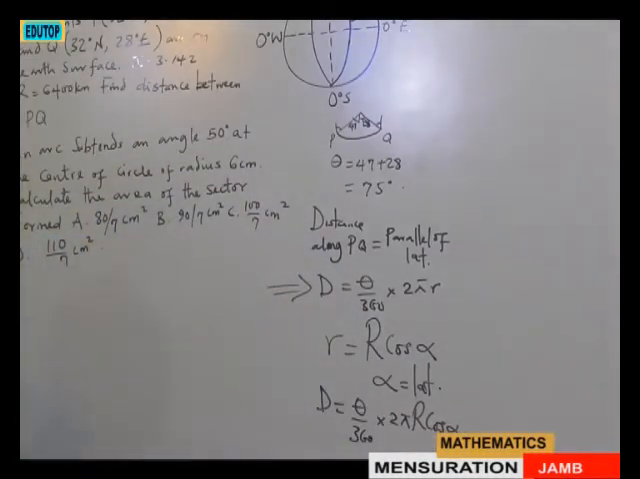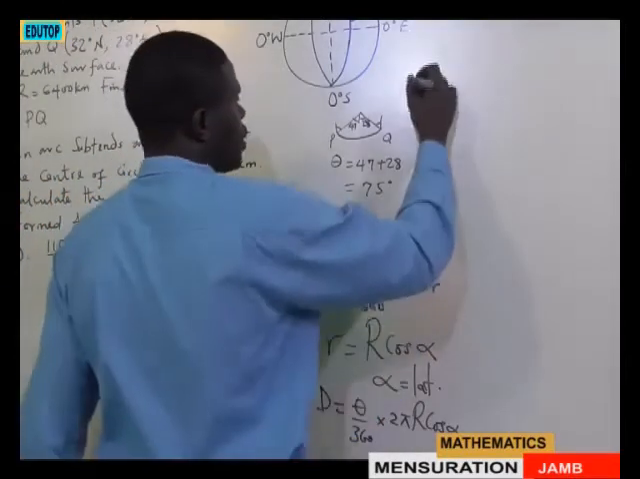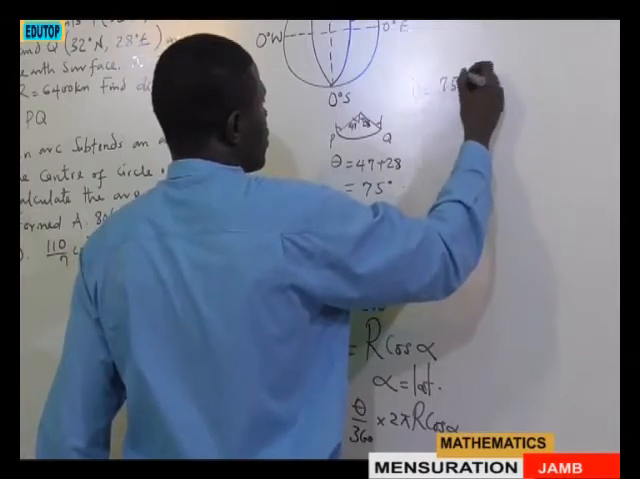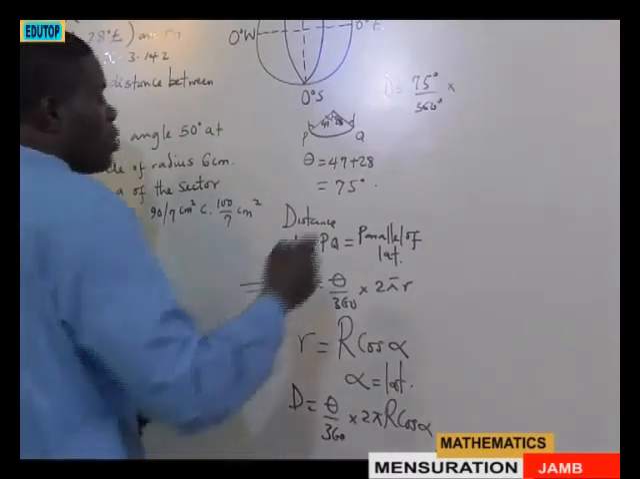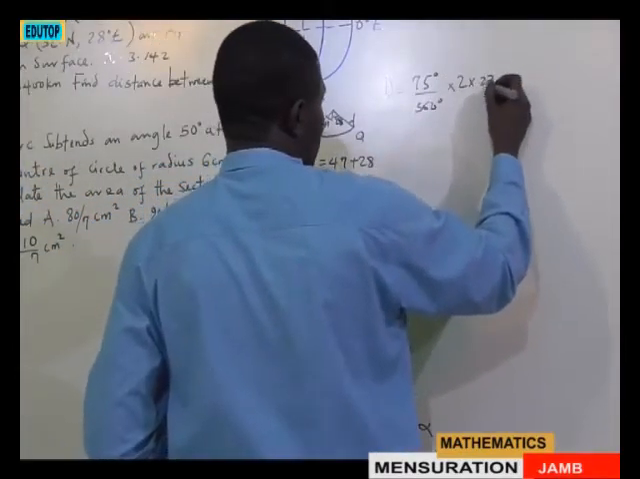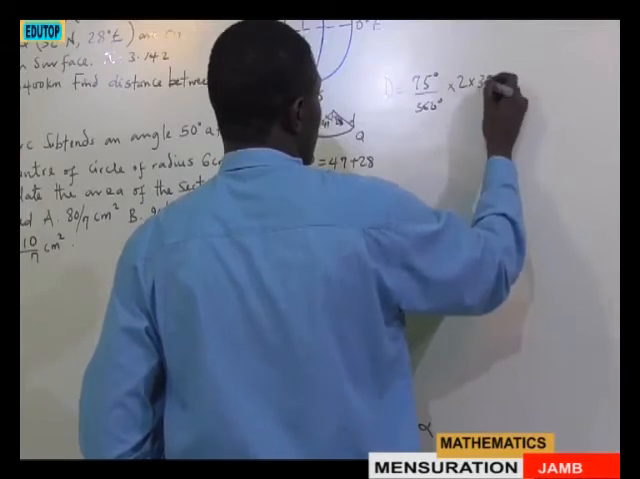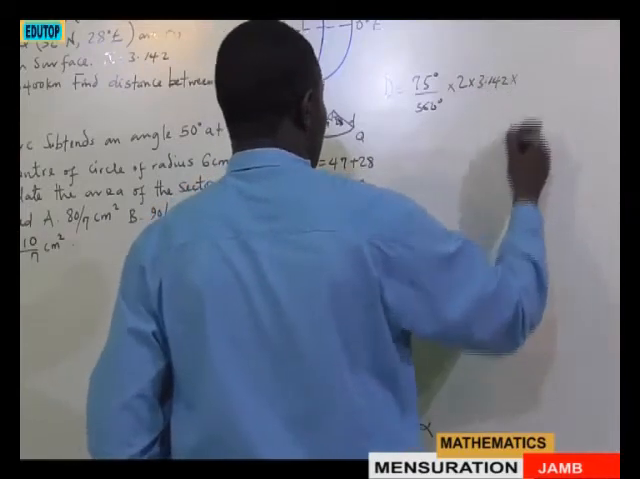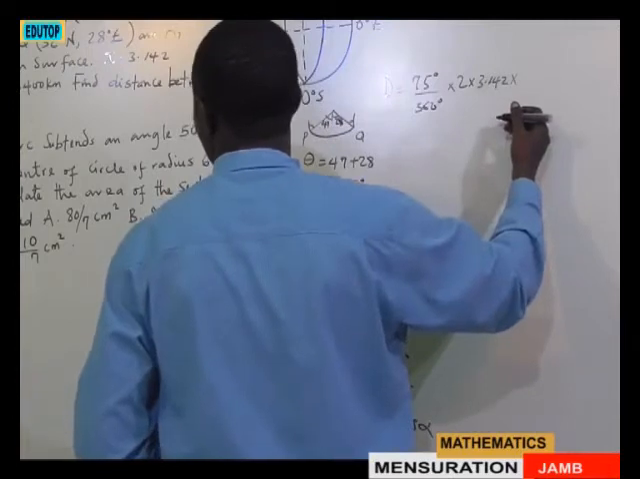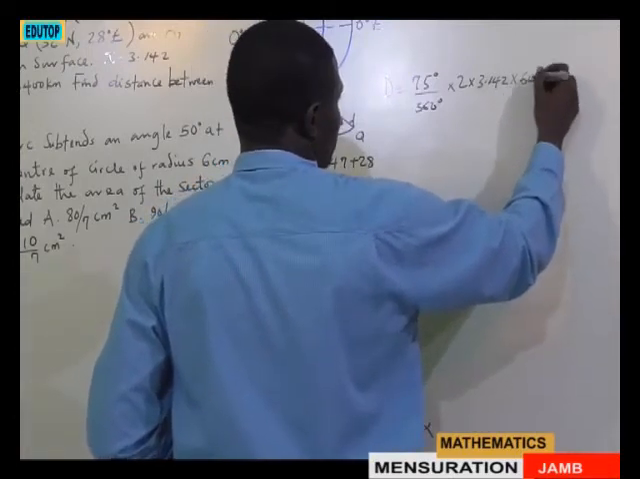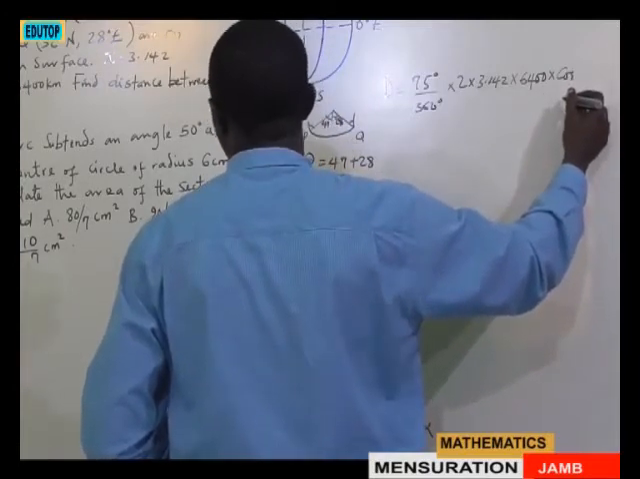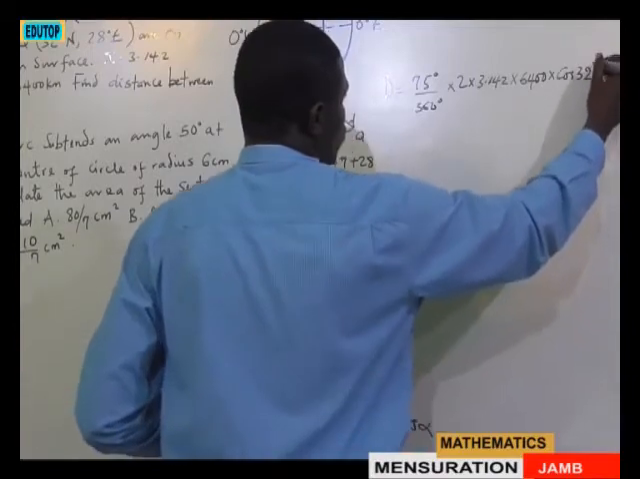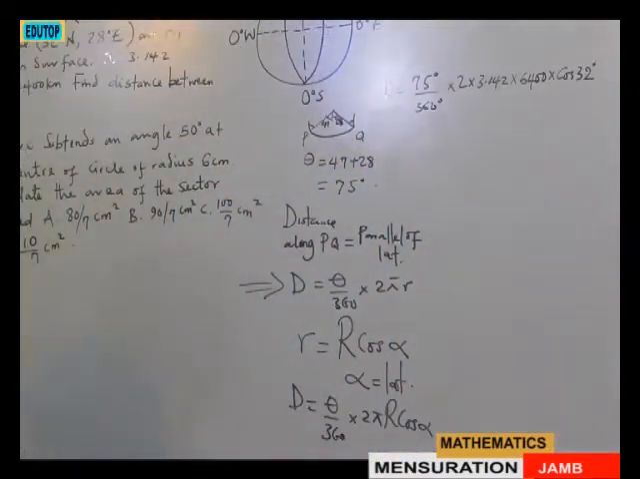That's cos of latitude. Now, what is our theta? Our theta is 75. So the distance is 75 degrees over 360 degrees times 2 times pi. Let's say, okay, it has been given, that is 3.142. That's our pi. Times r, the radius of the earth, that's 6,400. Times cos of latitude. Our latitude is 32. Cos 32 degrees. So that is the way we are to go about it.